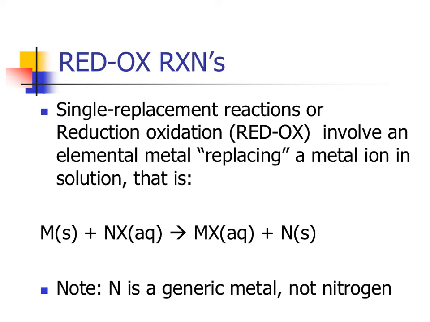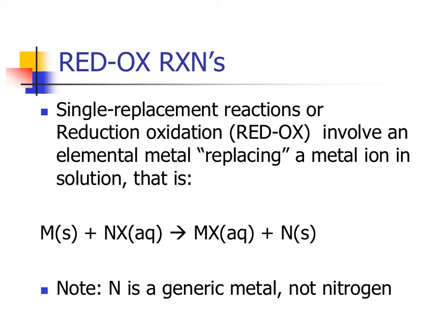Well, a single replacement reaction, sometimes called a redox reaction, involves an element essentially replacing a metal. So it's metal to metal. Now, you can have non-metals replacing other non-metals, but that usually is only for group 7. Traditionally there can be others as well, but we are really only going to focus on group 7 because they have an activity series, which we'll look at in just a little bit.